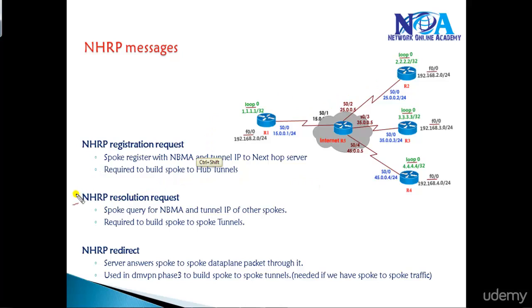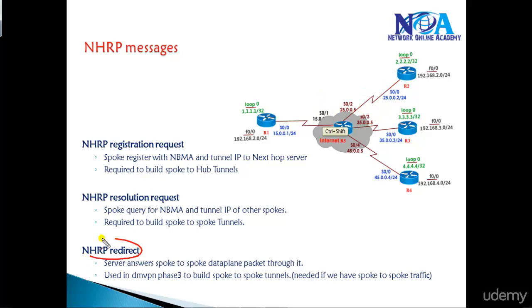Now then there is something called NHRP resolution request. Now this resolution request is sent by the spoke. It sends a query for the other spokes. So it's going to send a query to the hub router asking that if it wants to communicate with another spoke, what will be the NBMA address for that.